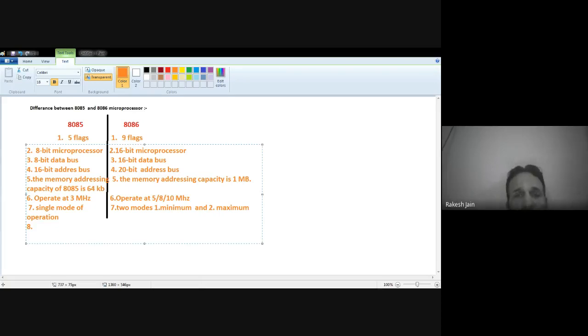Now one more thing, the pipelining concept. The pipelining concept is not supported by 8085, whereas pipelining is supported by 8086 microprocessor.